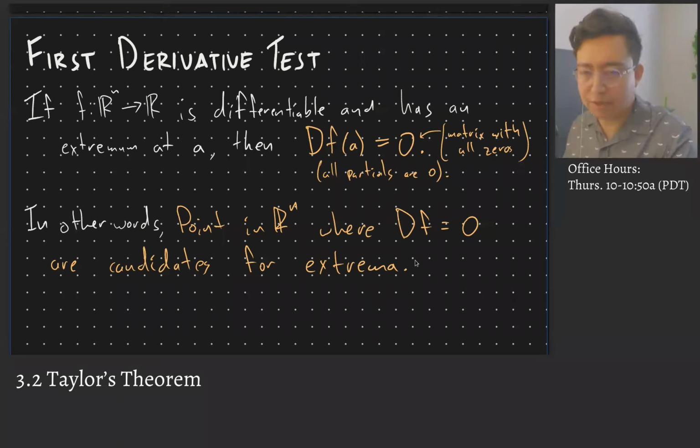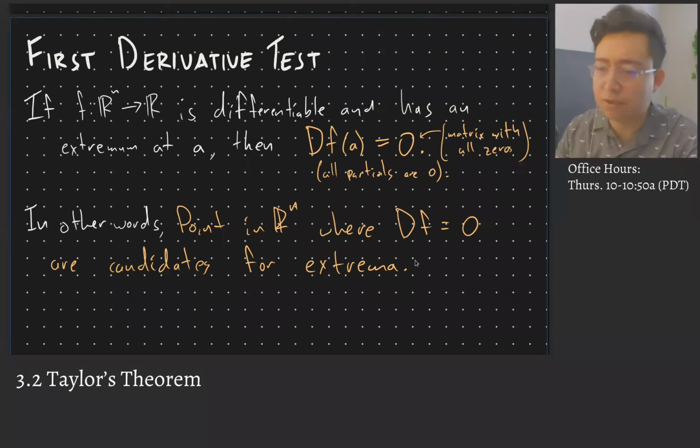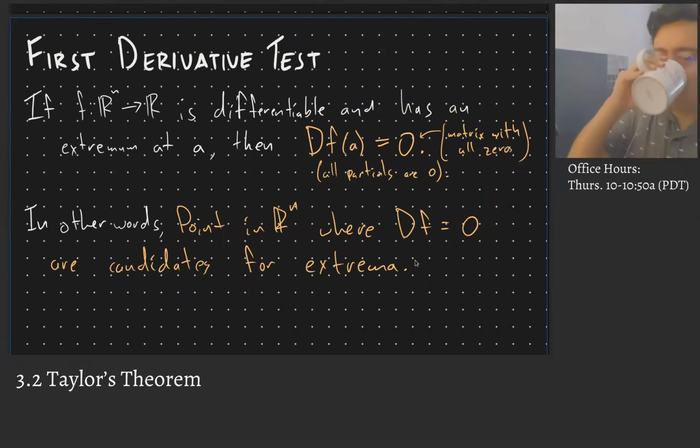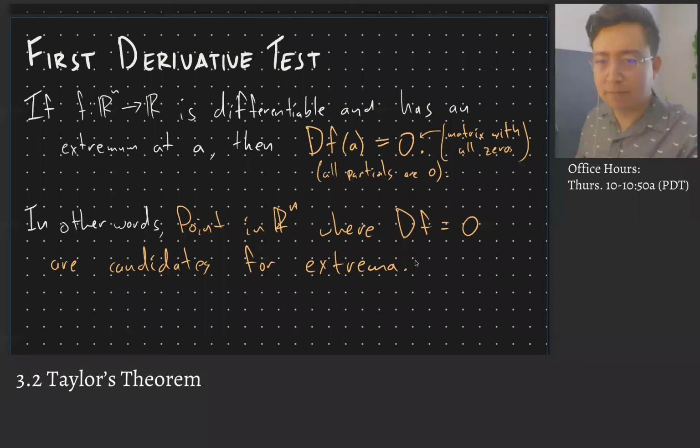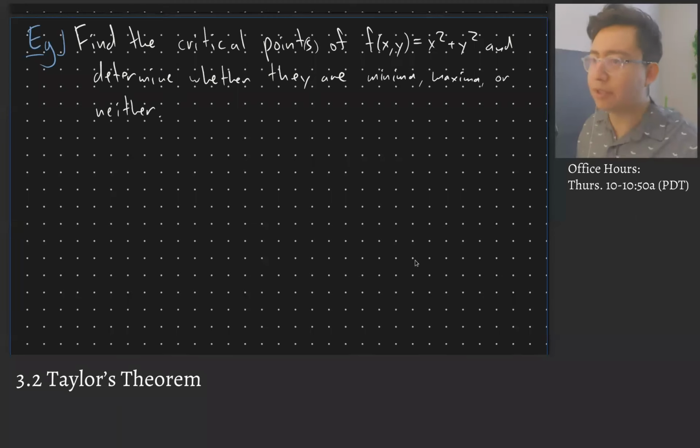Any questions about this first derivative test? We'll see an example in just a second. Okay, cool, let's move on. Again, if you have questions, feel free to slow me down. I'm going to jump into this example. We're going to find the critical points of this function and determine whether they are minima, maxima, or neither.